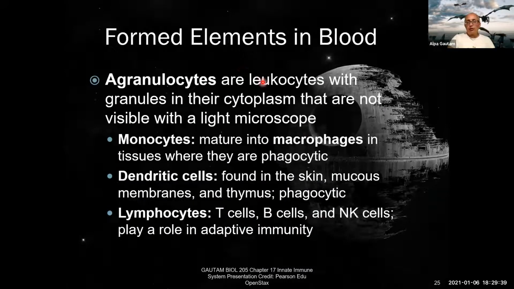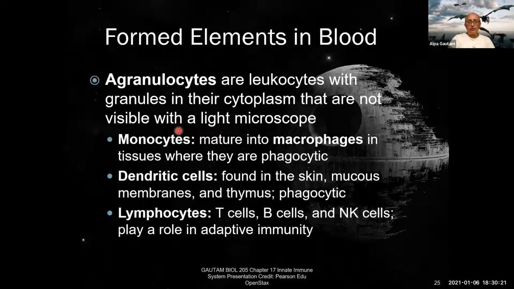Now we talk about agranulocytes. Agranulocytes are the leukocytes whose granules are not visible, hence agranulocytes. The cells that are agranulocytes are monocytes and lymphocytes, and then dendritic cells. Lymphocytes are the T cells, the B cells, and the natural killer cells. These are part of the adaptive immune system. Dendritic cells are found within the skin, the mucous membranes, and the thymus, and they are phagocytic. Dendritic cells, however, are part of the innate immune system. They're not part of the adaptive immune system.